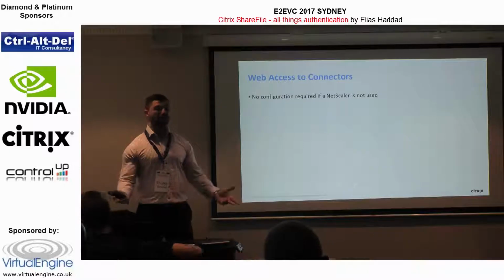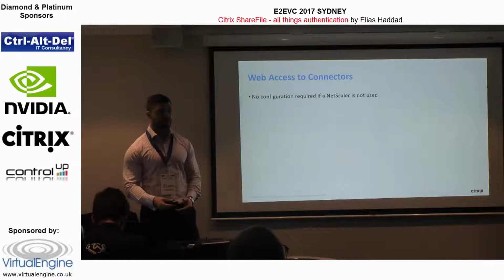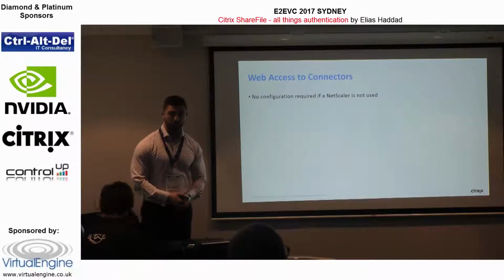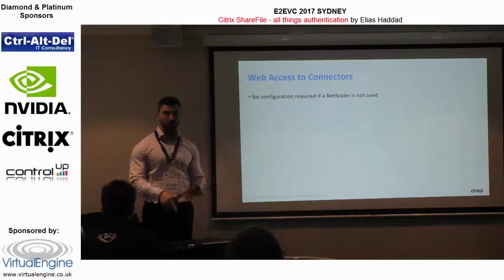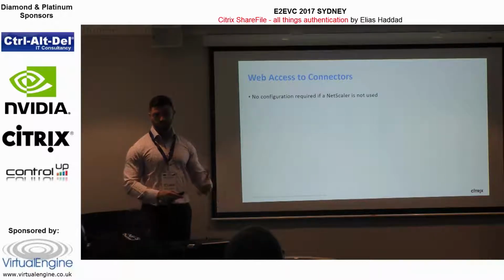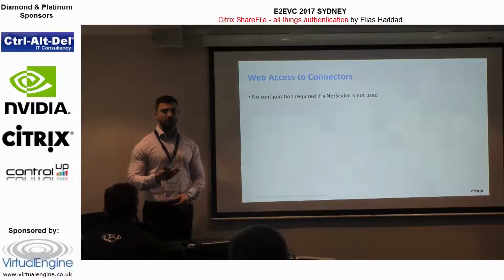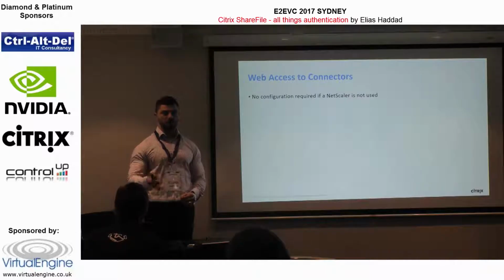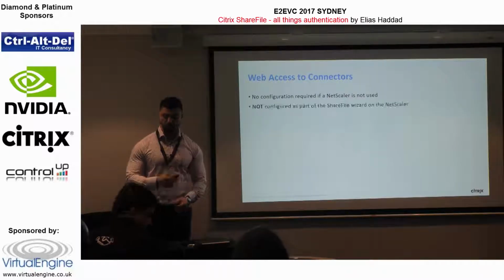So access to connectors is something that you can do via the web interface. If you log into the ShareFile web interface, you can go to an area called connectors, and all in one place you can see network file shares, SharePoint, OneDrive for Business, the rest of it. You can see them all in one area. If you want to set this up on your account, there is no configuration required beyond what you've already done today if you're not using a NetScaler.